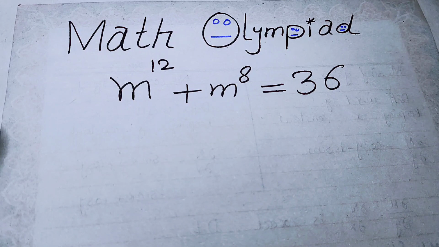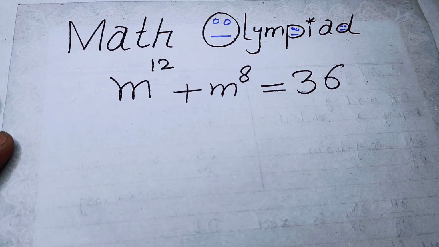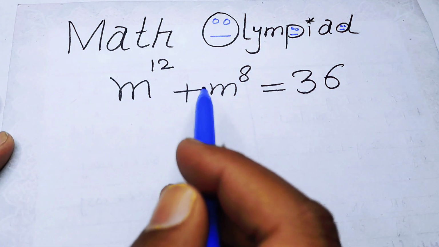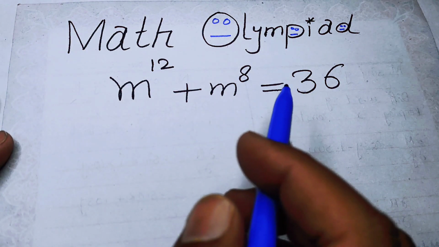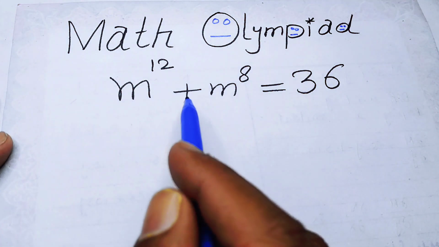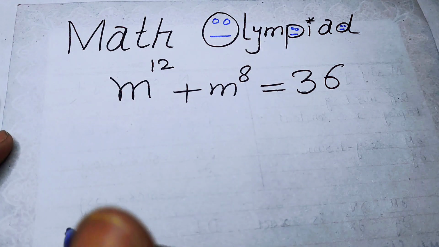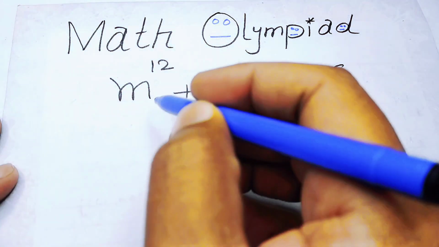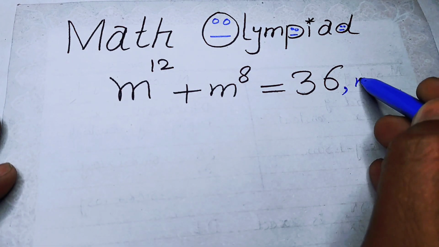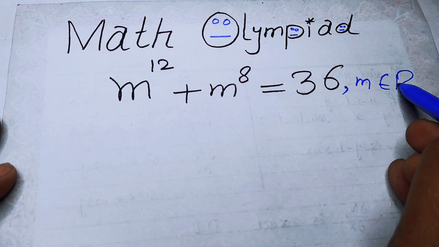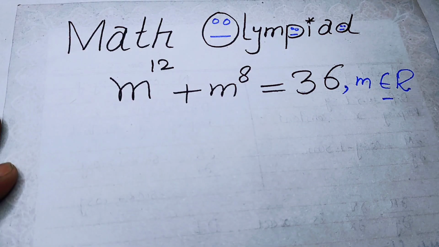In this video we are going to solve this nice algebra problem, and here we have m to the power of 12 plus m to the power of 8 is equal to 36, and we will solve this nice equation for the real values of m. Remember one thing: here m belongs to R, and we can just solve this problem for the real values.